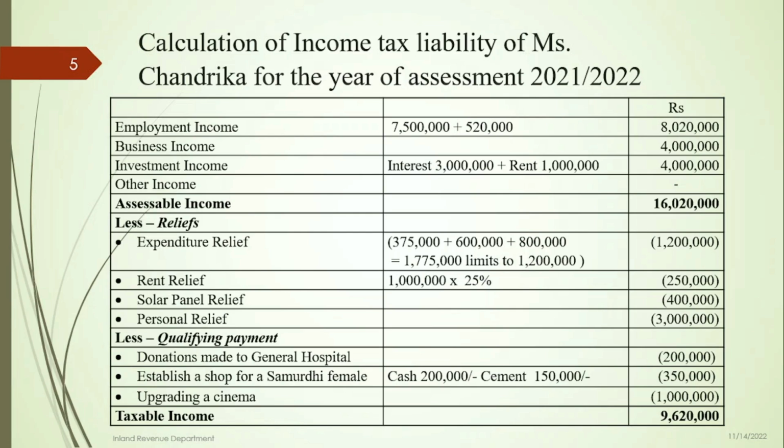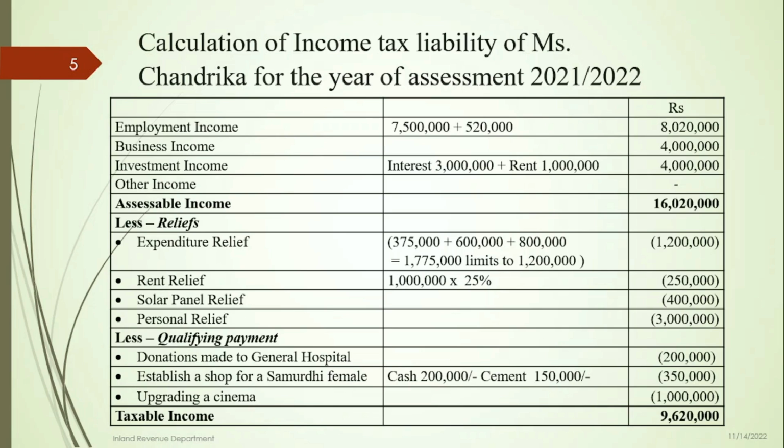Since she has spent on solar panels, she is entitled to deduct 400,000. Up to 600,000 she can deduct, but in this case she has spent only 400,000. She can deduct that, and the personal relief, that is 3 million. In addition to that, she can deduct qualifying payments. She donated dental equipment to the general hospital, that is 200,000. That is a donation made to the government, therefore that is a qualifying payment.